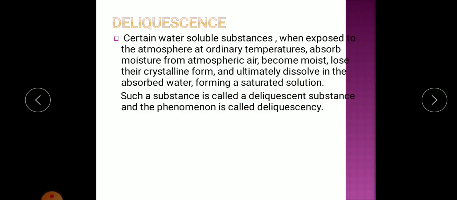To understand deliquescence, we can take the example of common salt, or table salt, the salt that we eat, NaCl. Just keep a small amount of sodium chloride on a plate in the open space. After some time, you'll observe that it will absorb all the moisture surrounding it, and it will start melting, and ultimately you can find a solution. So this process is called deliquescence. Such a substance is called a deliquescent substance, and the phenomenon is called deliquescency.